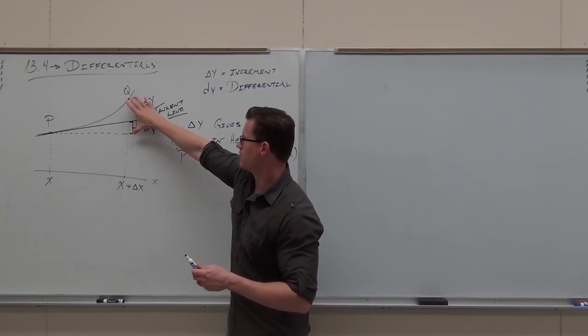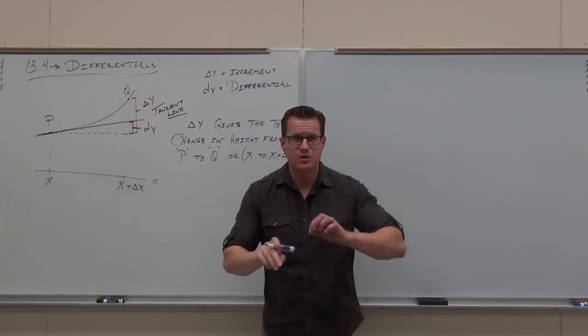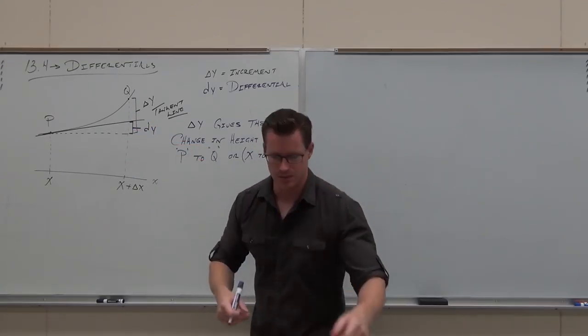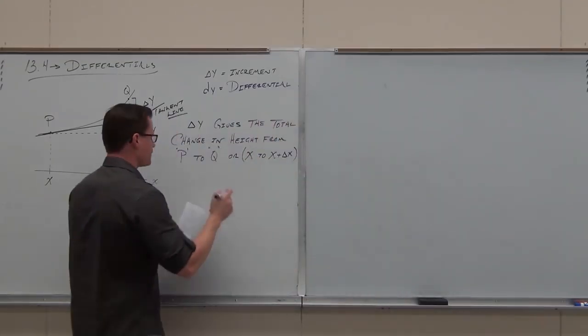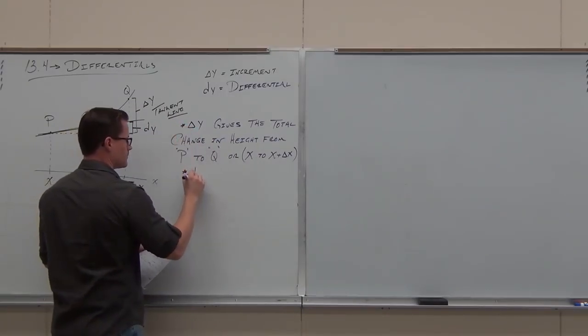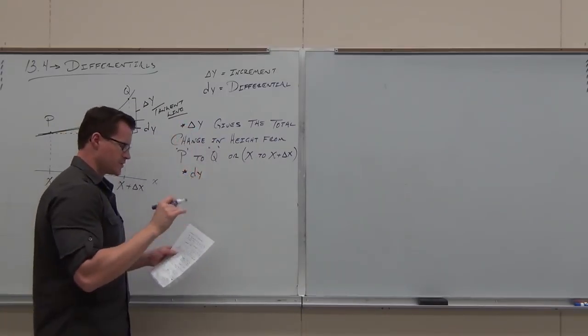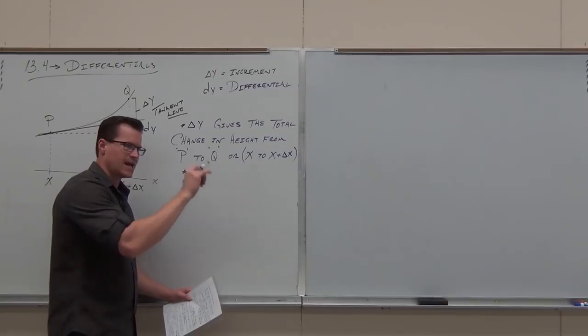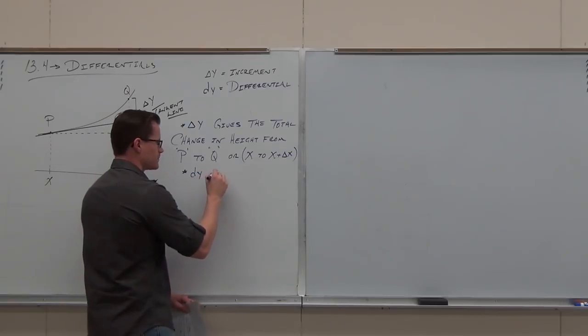So delta y, the whole height. dy, the height up to the tangent line. Do you guys see the difference in that? That's what I'm trying to get you to understand here. So dy gives the change in height from P to a point on the tangent line at x plus delta x.